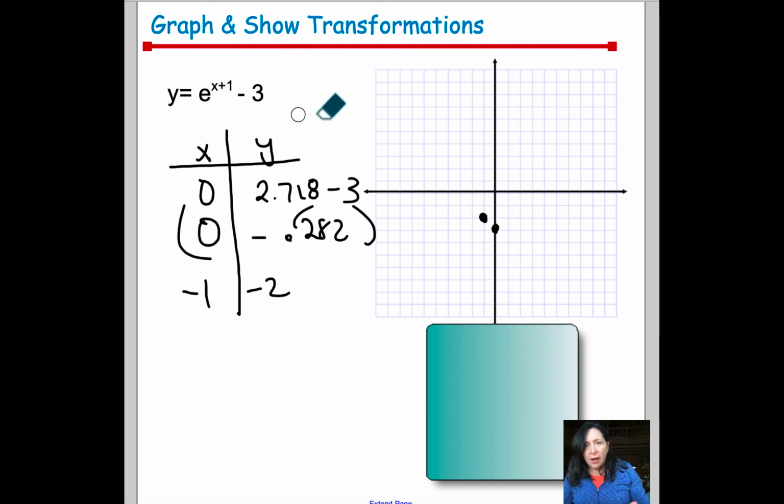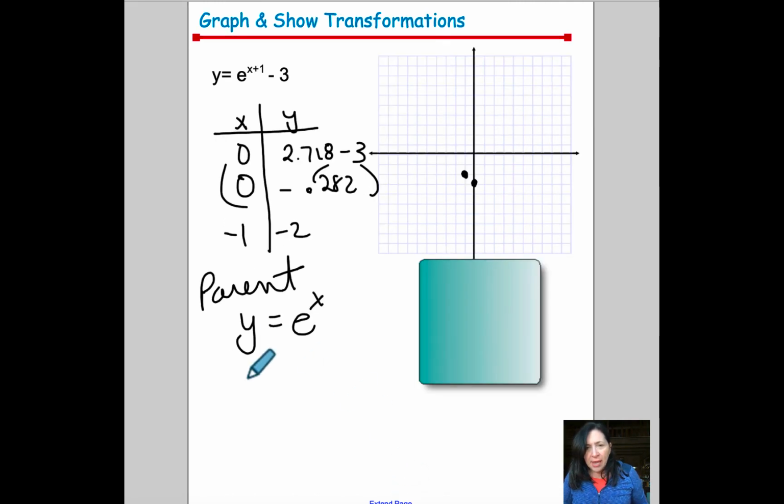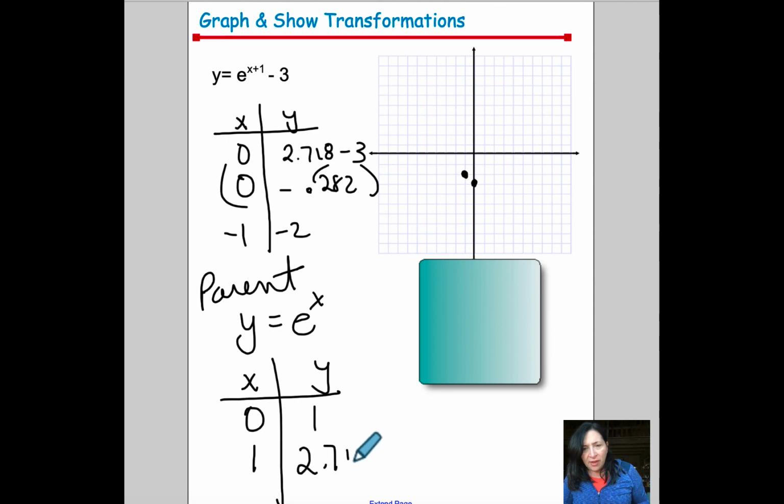So another way of doing that is to take the parent function, which is y is equal to e to the x power, and saying, okay, here's x, here's y, plug in your 2 points, 0 and 1. So e to the 0 is 1, e to the 1 is 2.718. And so if I were to do this, I would get 0, 1, and then I would get 1, 2.718. So I know that this graph is exponential, is doing this.